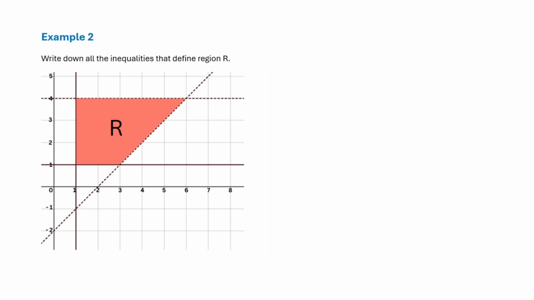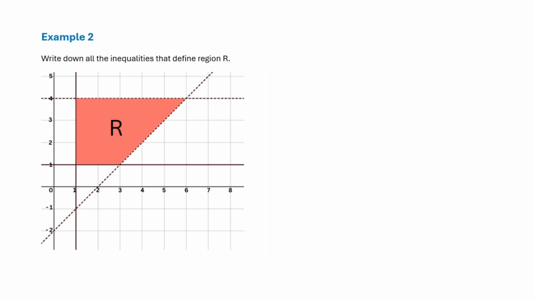As a general rule, we write one inequality for each side of the polygon that defines region R. Here, region R is a quadrilateral. This means it has 4 sides, so we need to write 4 inequalities. To find them, we will follow these steps.